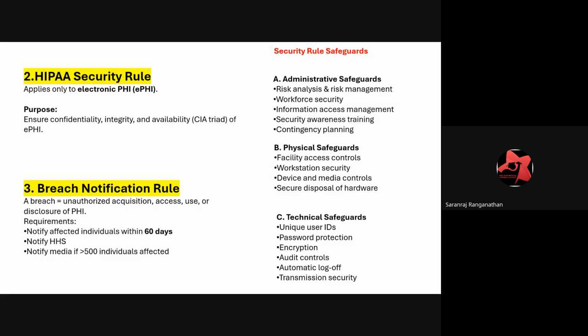Just remember the physical security you have around your office, so that you can remember all those things. Then technical safeguard: here, unique ID. Everybody will not have a common ID card; a unique ID will be there. Password protection, encryption, audit controls, automatic log off, then transmission security. This all comes under the technical safeguard. So: administrative safeguard, physical safeguard, technical safeguard. There is a chance they may ask questions about which of these come under the HIPAA security rule.